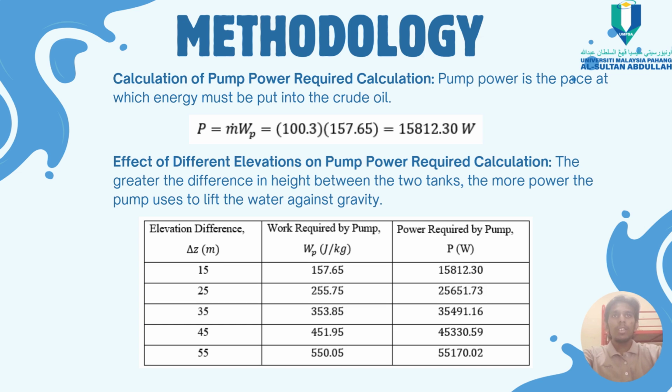And as we got all the calculation from the previous power to pump the crude oil, now we are going to calculate the effect of different elevation on pump power required, which is why we are going to conduct the values on the different elevations such as 35 meter, 45 meter, and 55 meter. And the table here represents the values that we have got from substituting the values into the formulas.